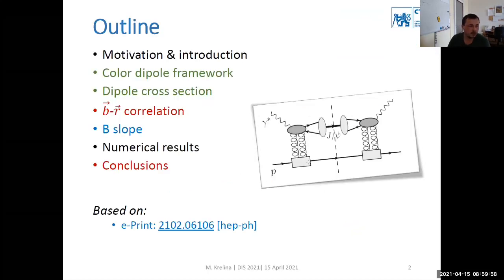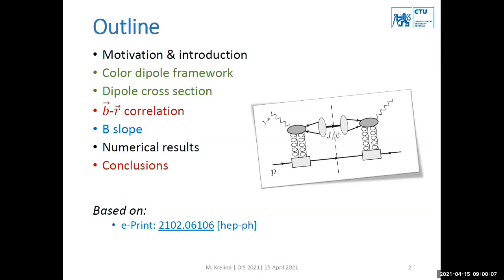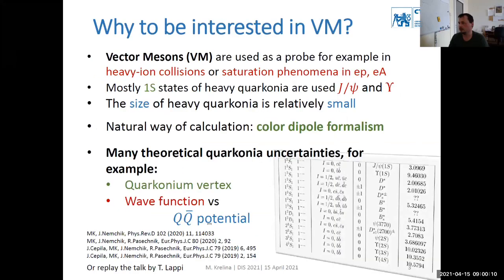So that is an outline. It's based on a paper that is on the arXiv. So let's start. Okay, so there is some motivation. As you probably have heard many times, heavy quarkonia are a good probe for heavy ion collisions, or for studying saturation phenomena in ep or eA collisions. Especially in the latter case, it's a very natural way to use the color dipole formalism for such calculations.